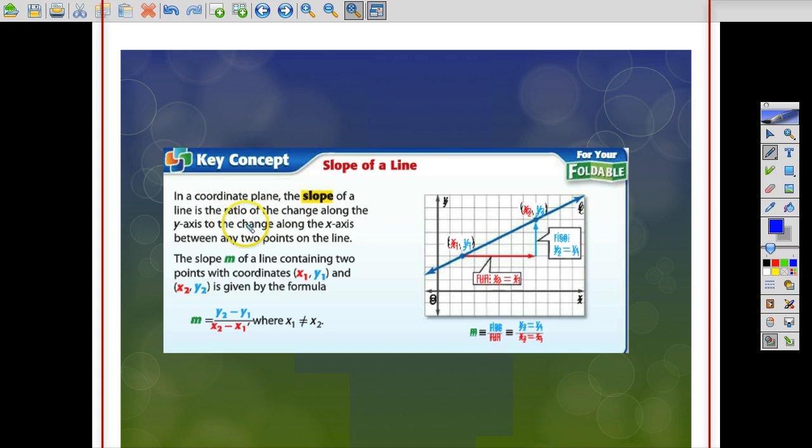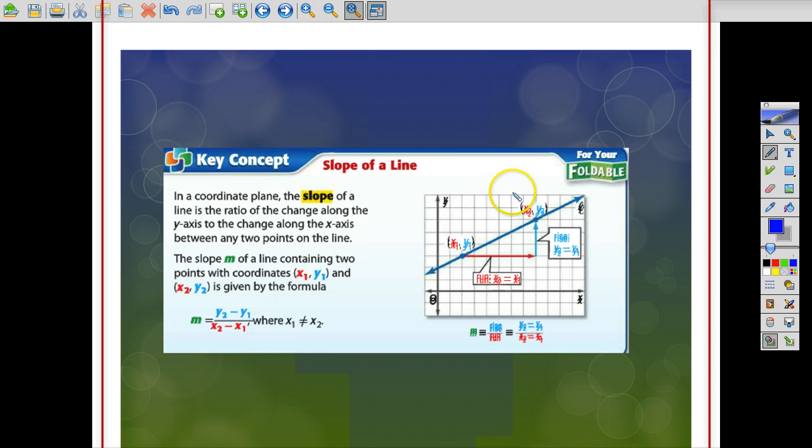In a coordinate plane, the slope of a line is the ratio of the change along the y-axis to the change along the x-axis between any 2 points on a line. I don't know why this slide came out fuzzy, but there's the x1, y1, x2, y2. That's just telling me this point and that point. From this point to that point, remember it's rise over run. So rise is the y's, so you subtract the two y's: y2 minus y1 over x2 minus x1.